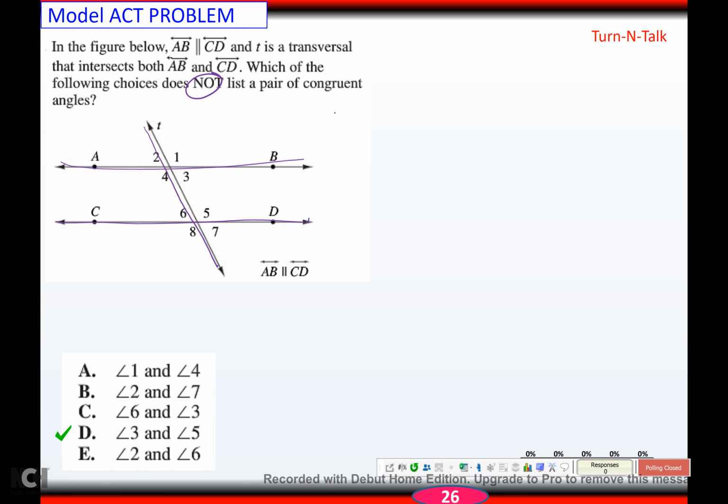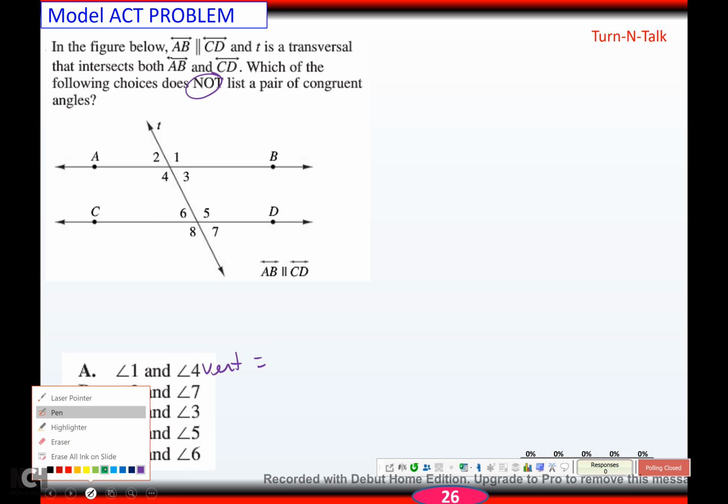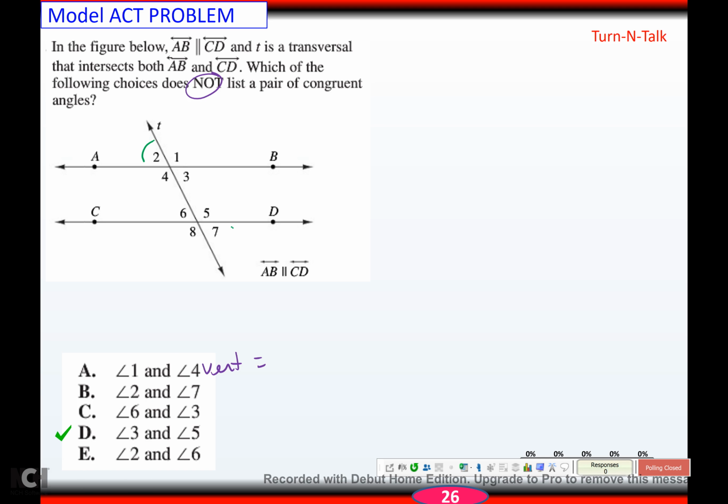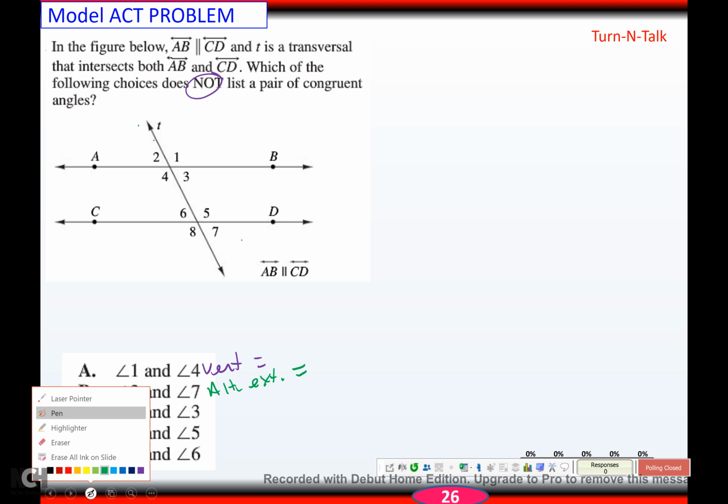Well, the first one says 1 and 4. 1 and 4 are vertical angles, which are equal. So that's not it. Okay, 2 and 7. If I look at 2 and I look at 7, those are alternate exterior angles, and those are equal, so that can't be my solution. They want to know which pair is not congruent.